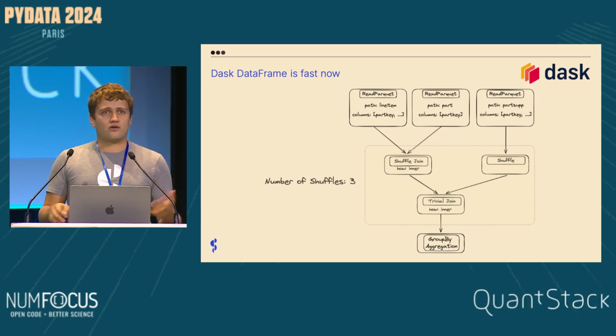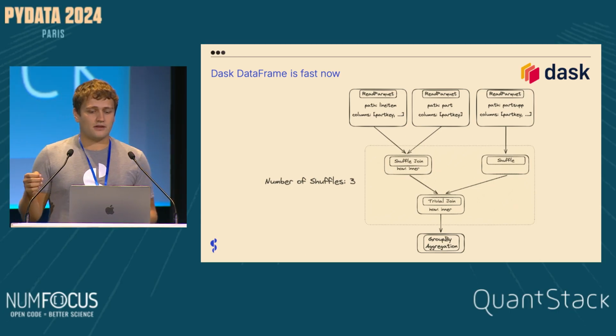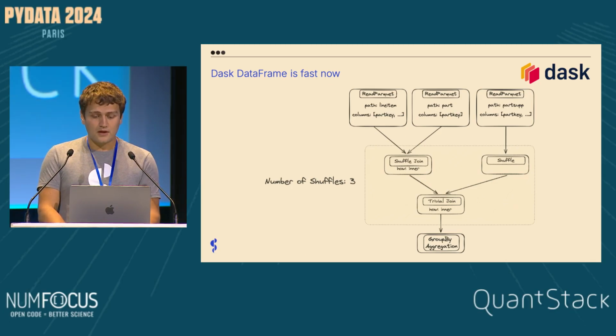This is something that's not general purpose. This only works if you have the same join over and over again over the same columns. Otherwise, it won't have much effect. But it's still a nice improvement to make Dask more scalable.